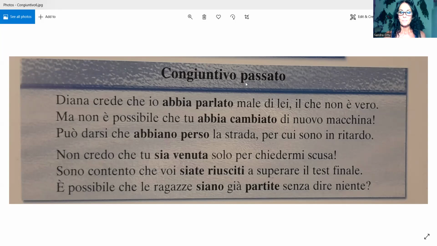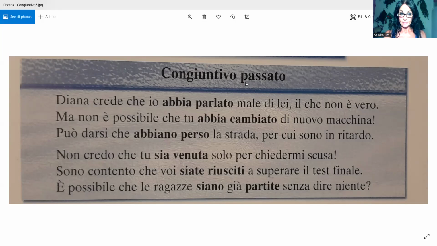but if you want a refresher, you can go and find a video of mine about passato prossimo with its rules. There I do talk about avere and essere as auxiliary verbs.